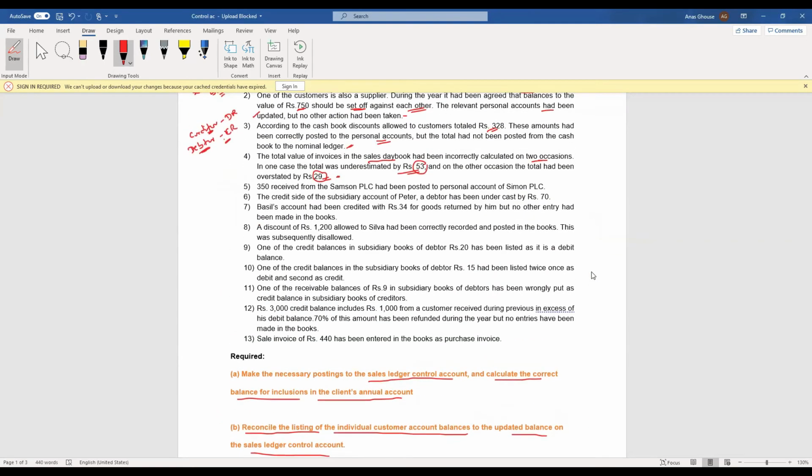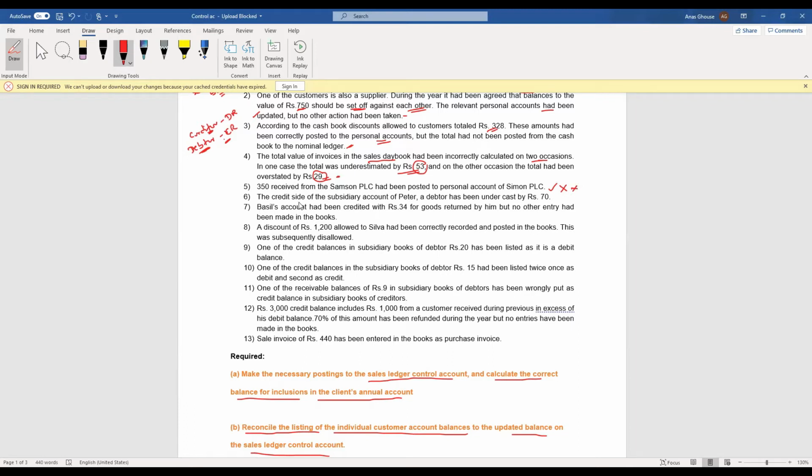Then the fifth one: 350 receipt from Samsung PLC had been posted to the personal account of Simon PLC. So what has happened? There is an error. But this will not affect the balancing of the control account and individual customer account balances. So therefore, no entry is required. Okay, no entry is required.